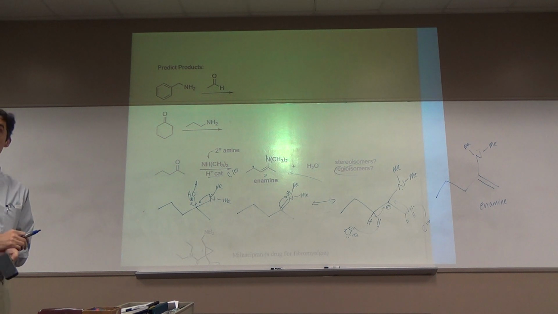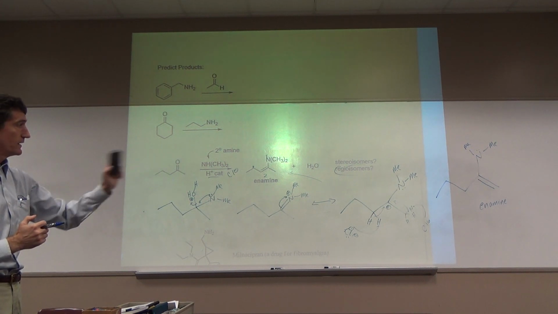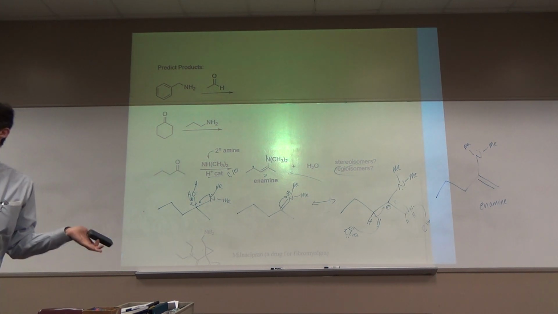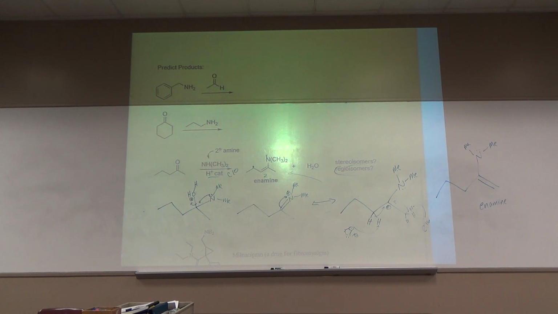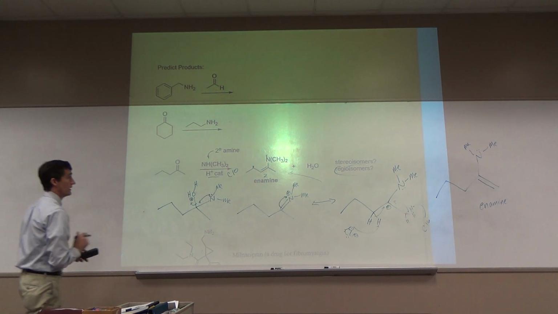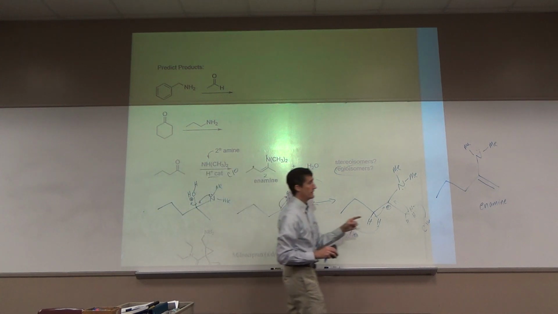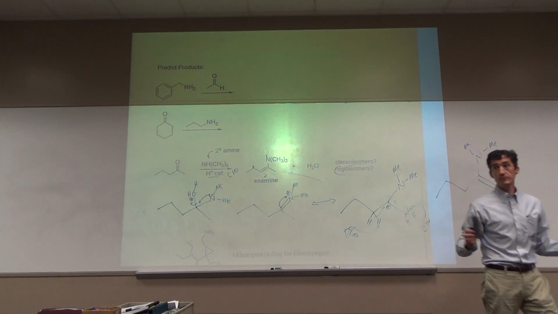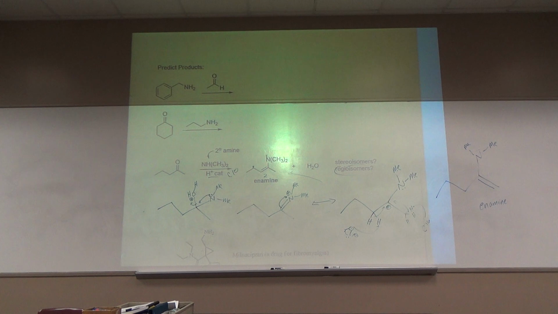So the answer is yes, you can have a regioisomer. I just showed you one, and I showed you mechanistically. You believe the mechanism? Is it reasonable? Now, which is more likely to be favored? The one I showed or the new one on the right? Sure. Why? Because the alkene is more substituted. Less substituted. Just like back when we did E1 elimination to alkenes.